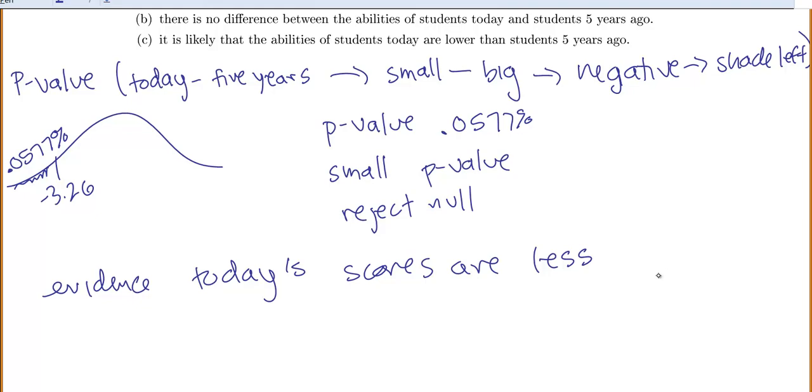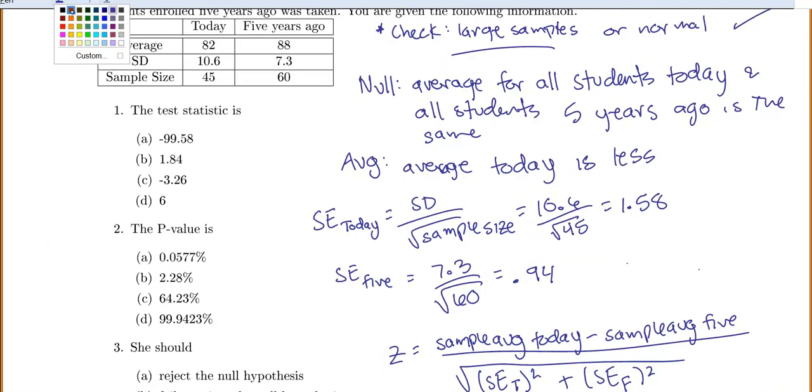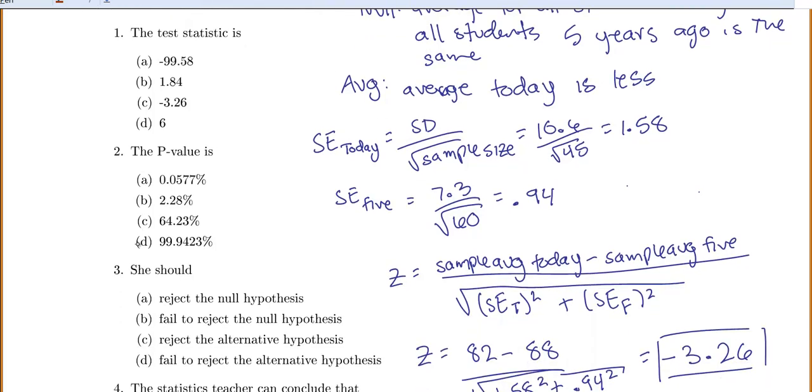Now that we've written everything down, let's go back and select our final answers. The test statistic is z equals negative 3.26, so C. The p-value is 0.0577. And we said she should reject the null. Now make sure on number 3 that you reject the null instead of rejecting, say, the alternative hypothesis. It's always reject the null or fail to reject the null. It's always about the null.